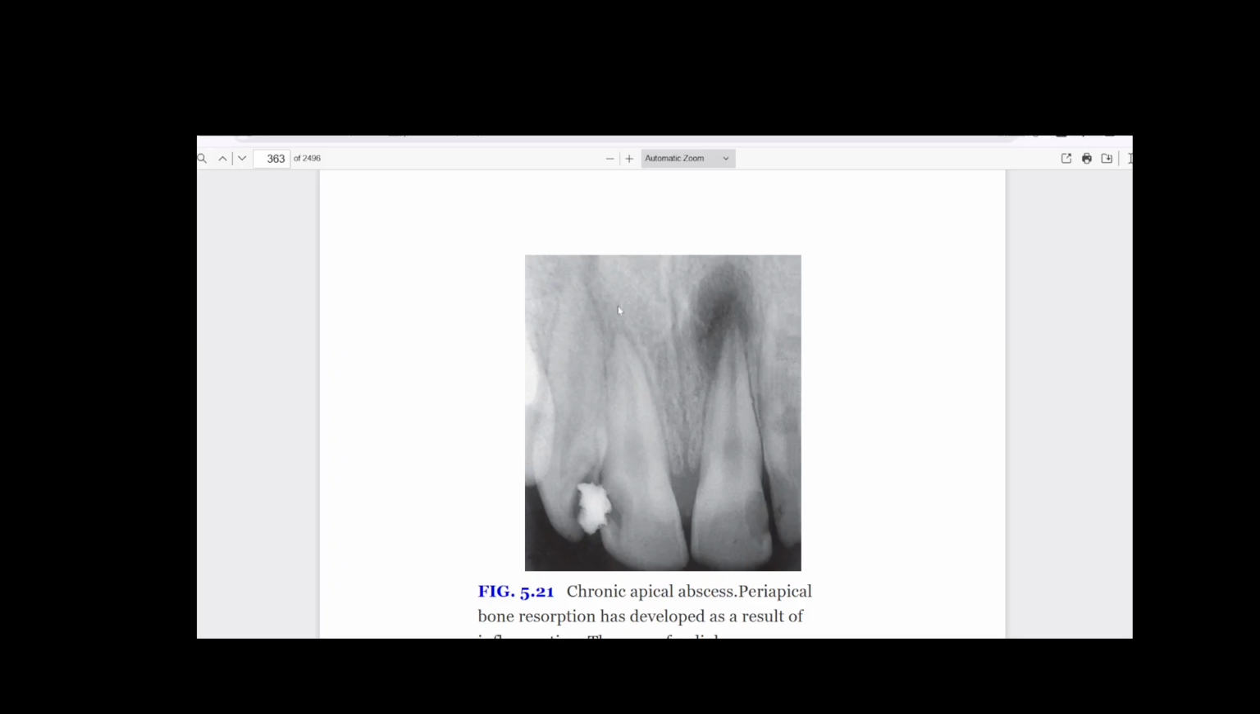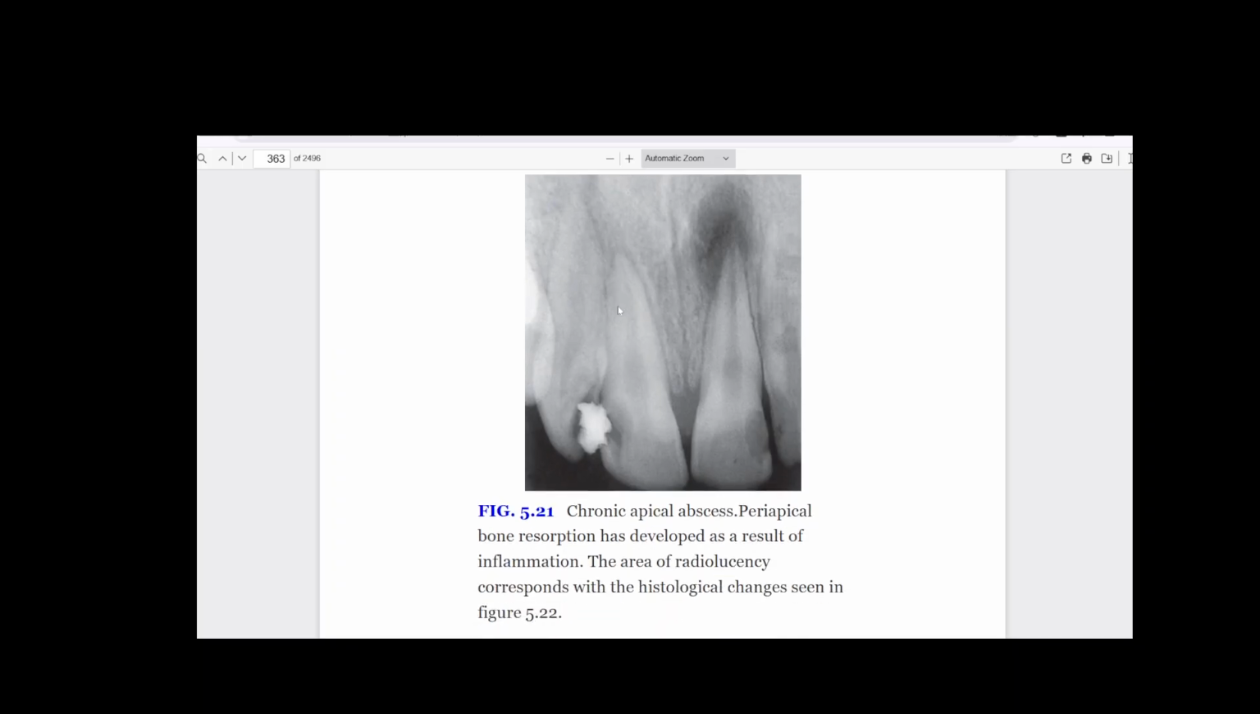Fig 5.21, chronic apical abscess. Periapical bone resorption has developed as a result of inflammation. The area of radiolucency corresponds with the histological changes seen in Figure 5.22.